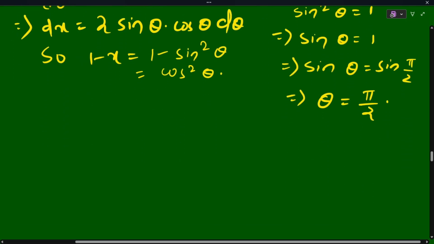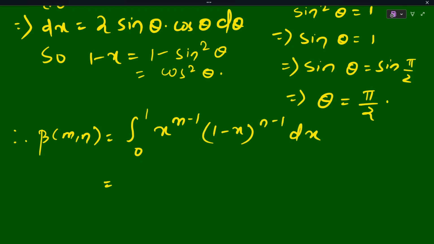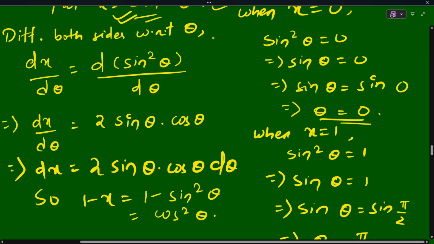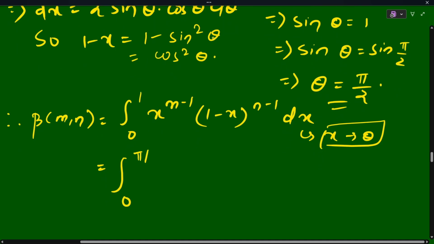So now the integration changed. See this beta mn value, which was originally 0 to 1 x to the power m minus 1 into 1 minus x to the power n minus 1 dx, will change. Here the integration is changed from x to theta. First the limit will change, the limit will be of theta. The limits of theta are from 0 to pi by 2. Always take in order, in which order you are finding.